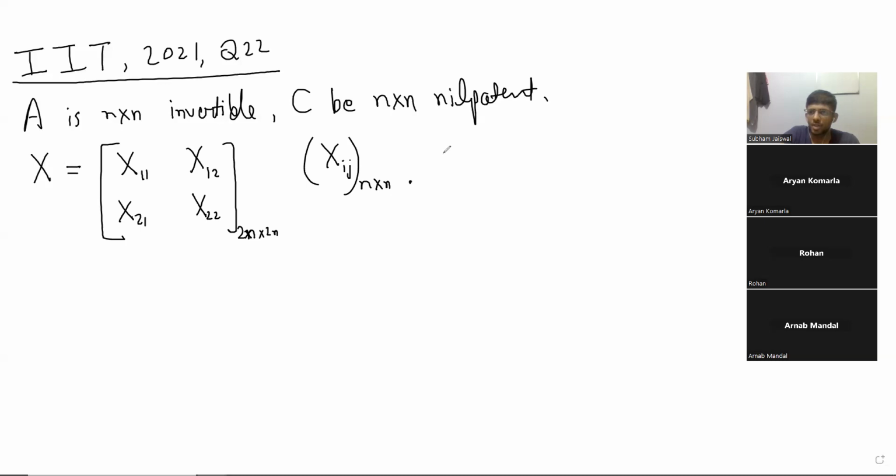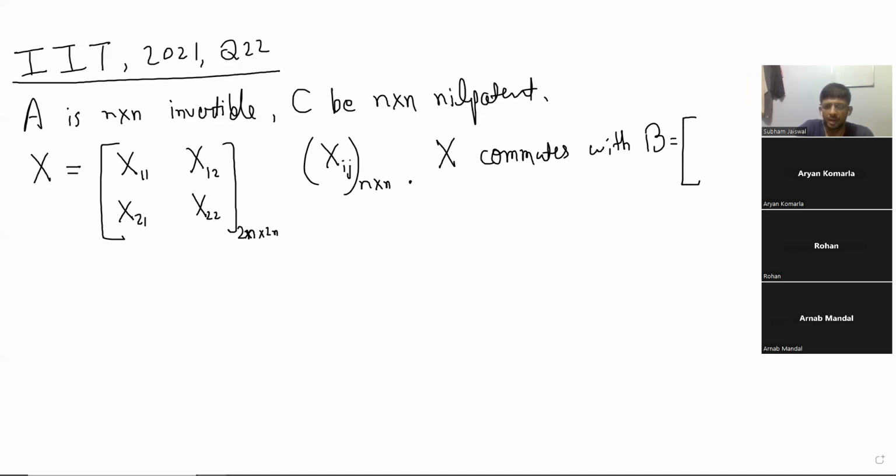And then there is a commuting condition. The X commutes with B, which is also defined again in terms of this block. So just think of this as a block matrix. Okay, this is the n by n part, and this is another n by n part together there. And this is a special block matrix.